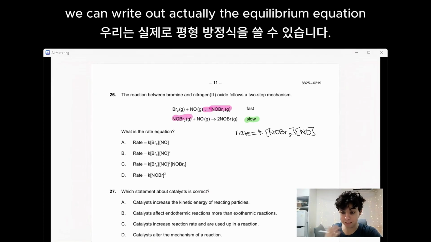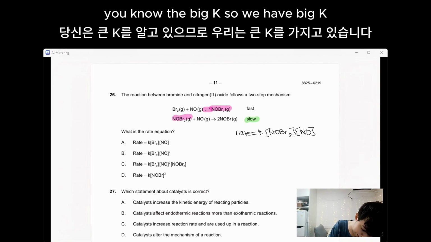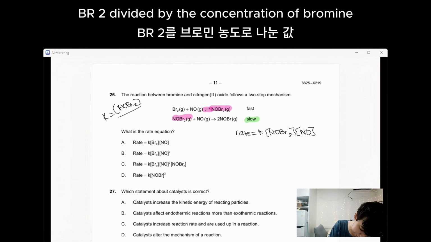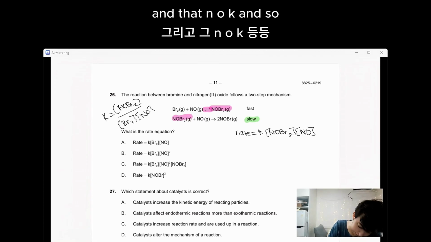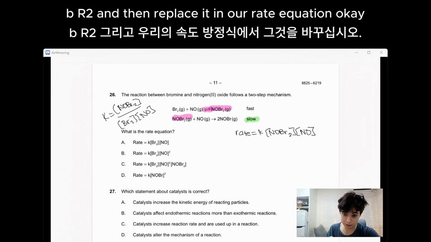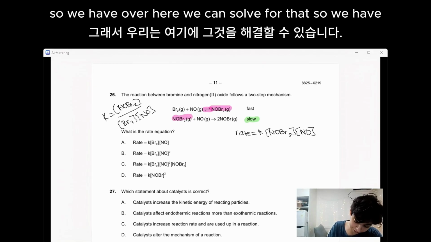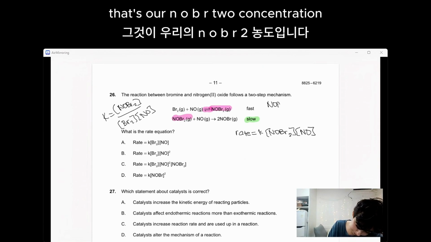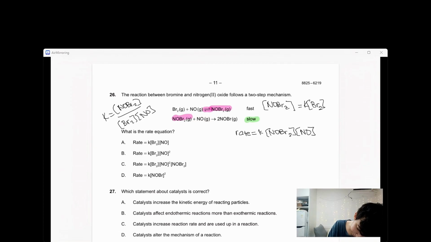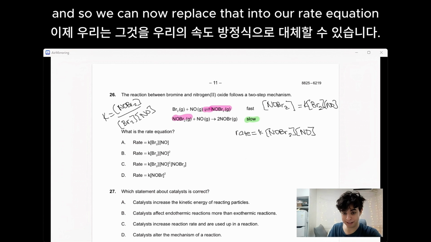And so we can write out the equilibrium equation, the big K. So we have big K is going to be equal to the concentration of NOBr2 divided by the concentration of bromine and that NO. Okay, and so we can rearrange this to find the concentration of NOBr2 and then replace it in our rate equation. So we can then solve for that. Our NOBr2 concentration is going to be equal to big K times Br2 times NO. And so we can now replace that into our rate equation.